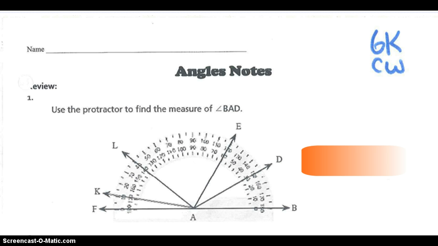Whenever you're trying to find the measure of an angle, you're going to trace over by going in the same order of the letters. So BAD would be this angle in here. And if you read what the protractor says, we can tell it's an acute angle. It has to be less than 90, so it can't be these numbers up here. It has to be the ones down here, which means we have an angle with a measure of 30 degrees.